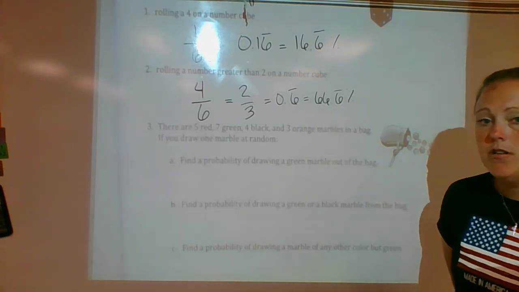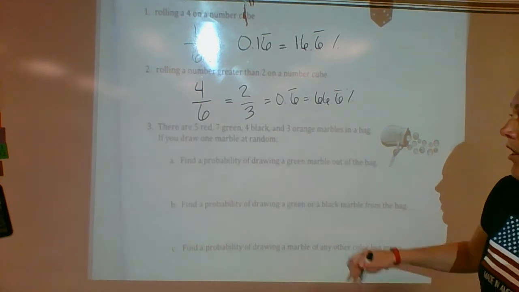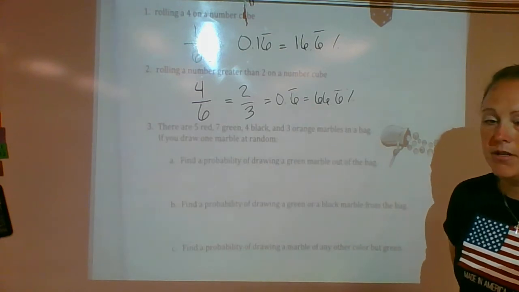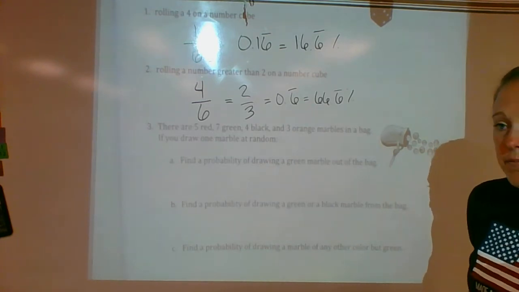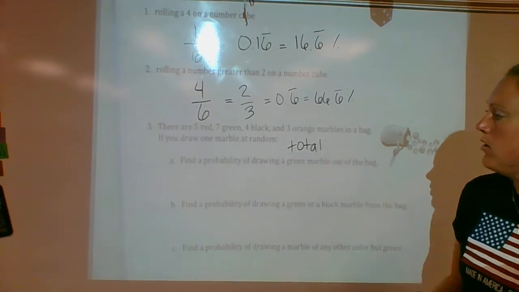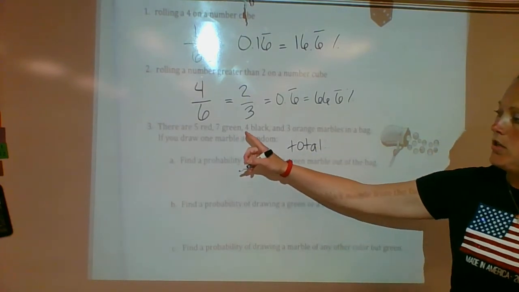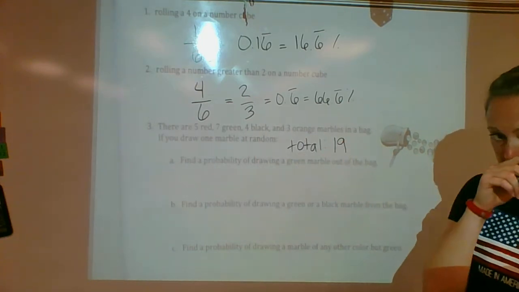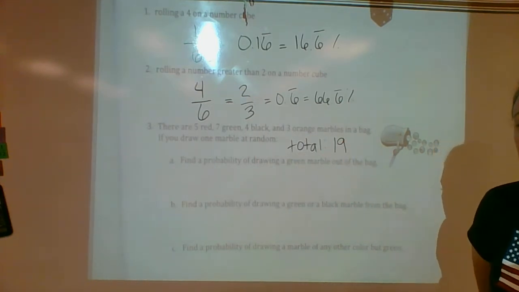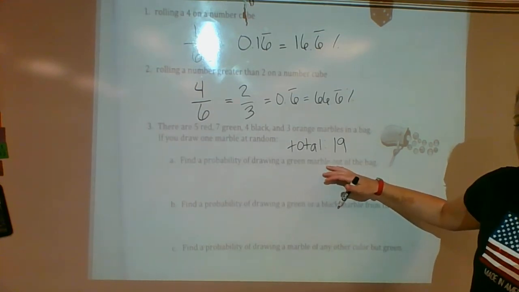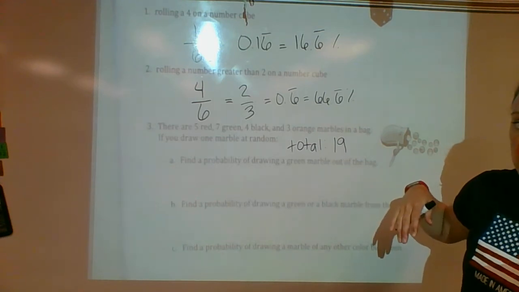On this bottom example, make sure you read it carefully. There are 5 red, 7 green, 4 black, and 3 orange marbles in the bag. So when we see these types of questions, the first thing I always ask myself is, what's my total? I have 5 plus 7 is 12, plus 4 is 16, plus 3 more is 19. Then from there, just be careful. When you read these directions, make sure it says they're using all the marbles in the bag, or am I only looking for certain ones?